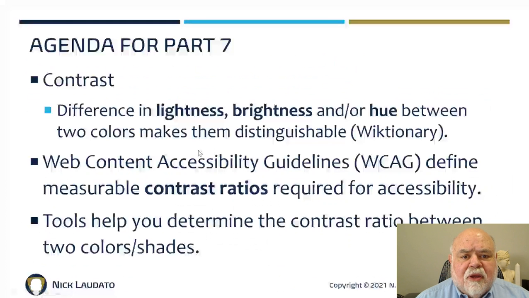Today's topic is contrast. So what is contrast? Contrast is the difference in lighting, brightness, hue between any two colors or shades that makes them distinguishable from one another. Now, the Web Content Accessibility Guidelines, or WCAG, define measures for that distinguishability called a contrast ratio and define what that contrast ratio should be in order for the content to be accessible to people with low vision.